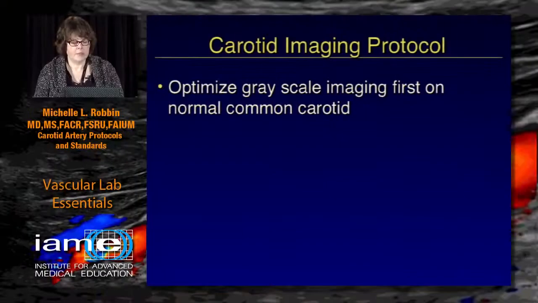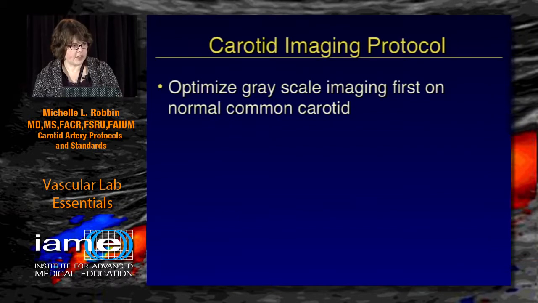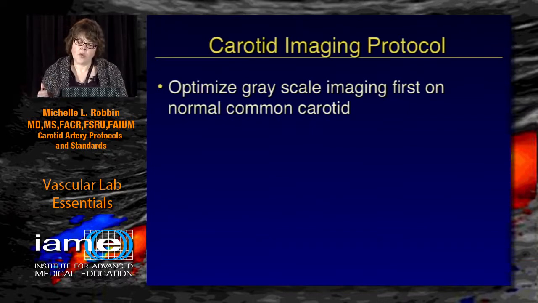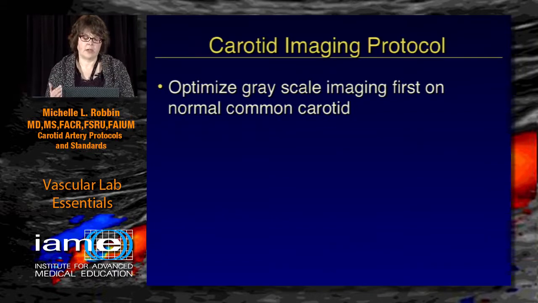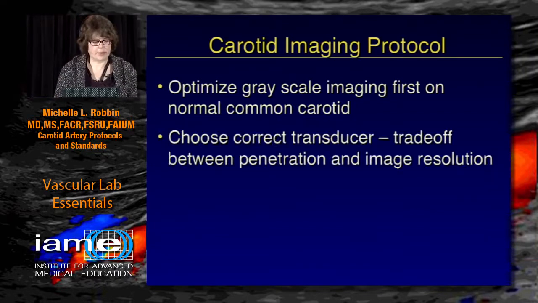So we're going to talk about the protocols. The first thing you need to do is to optimize your grayscale imaging, because if you don't see it on grayscale, then, because that's always your first line exam. You always compare what you see on grayscale imaging to color and spectral Doppler.